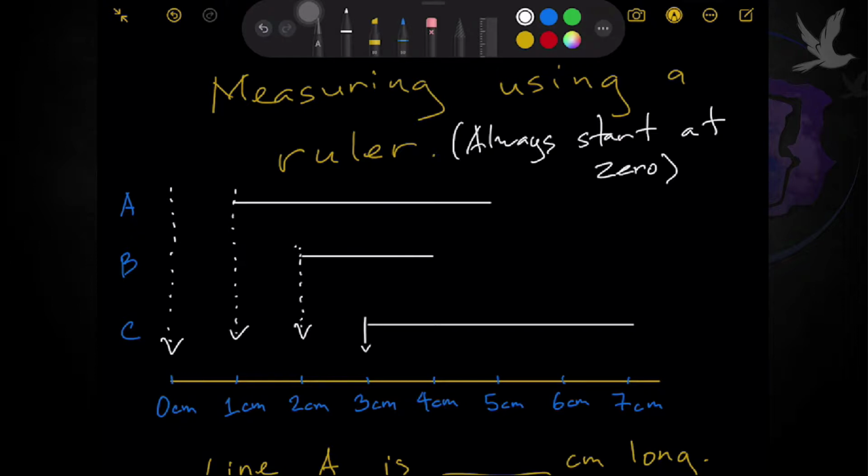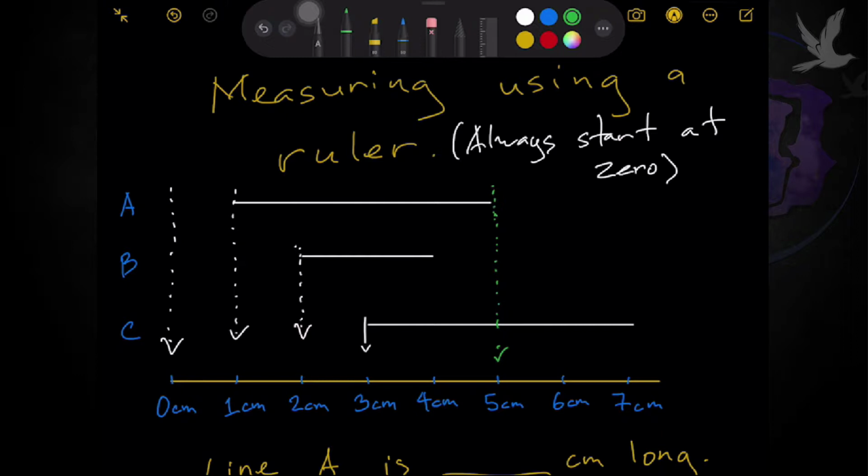So it goes like this. First, since you already know where their starting points are, you need to find out where their end points are. For example, line A starts here and ends at 5 centimeters. It started at 1 but ends at 5 centimeters.